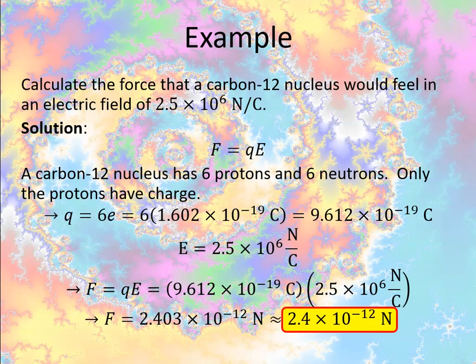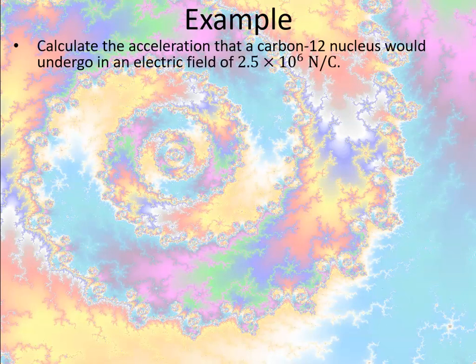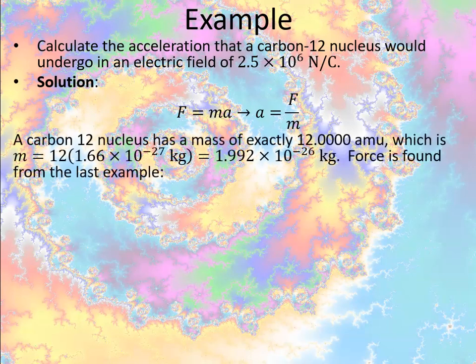Now, if we wanted to figure out the acceleration that such a thing would feel, then you could actually do that because we know the mass of a carbon-12 nucleus. So let's do that. Calculate the acceleration that a carbon-12 nucleus would undergo in that same electric field that we just dealt with. Well, we know Newton's second law. Of course we do. F equals ma. Force equals mass times acceleration. It's only one object. It's only feeling one force, the electric force. So what about that mass?